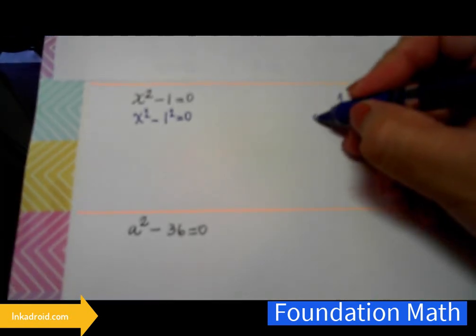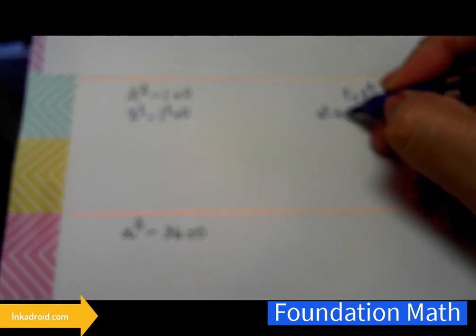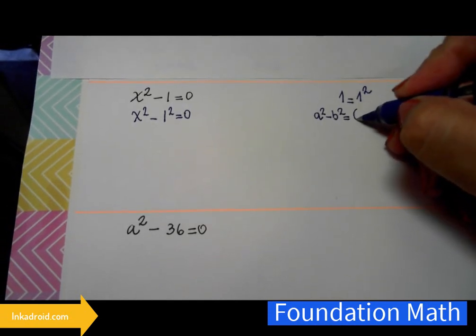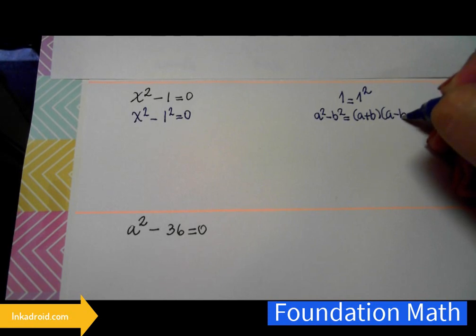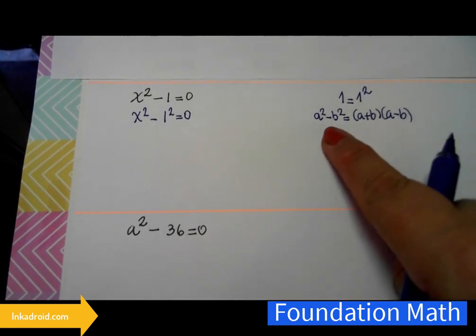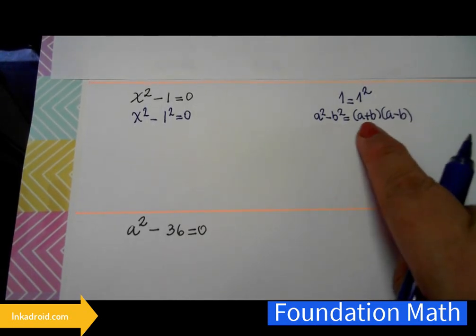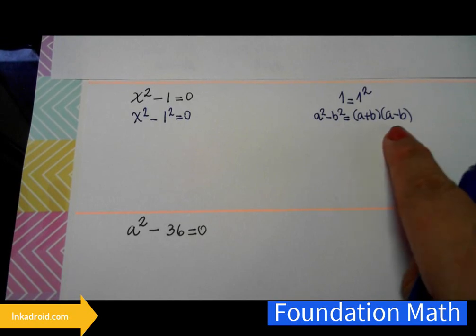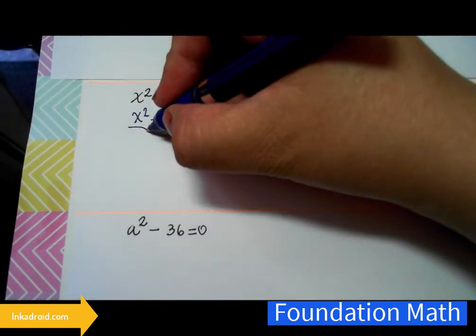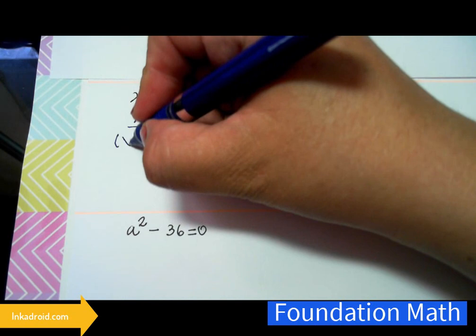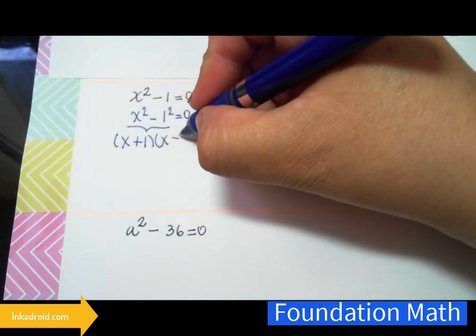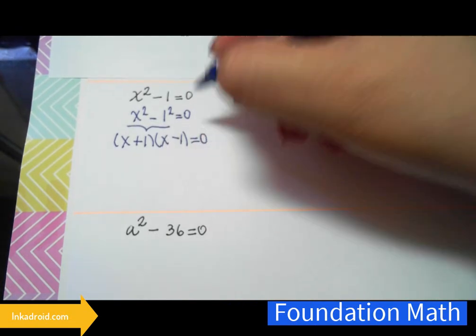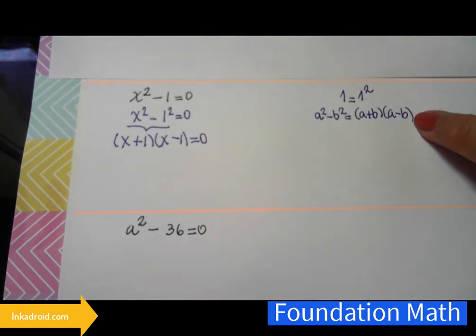Again, we have the formula a squared minus b squared is equal to a plus b times a minus b. So instead of this difference, we are going to have two factors here. We have a difference of squares, so we're going to have x plus 1 times x minus 1 equal 0. Remember, it should be equal to 0.